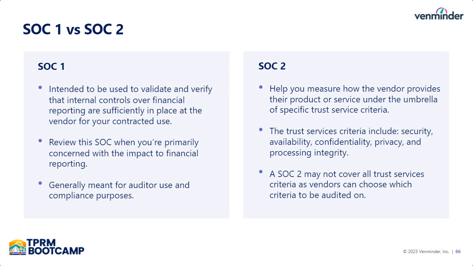SOC 2 reports are going to help you measure how the vendor provides their product or service under the umbrella of specific trust service criteria. This trust service criteria includes security, availability, confidentiality, privacy, and processing integrity. A SOC 2 is not necessarily going to cover all the trust service criteria, as vendors can choose which ones to be audited on. And the audience for a SOC 2 is going to be a bit wider than a SOC 1. And frankly, most of the time the SOC 2 is probably the report that you want if you have a choice. It's most definitely the report that you want from an IT vendor.